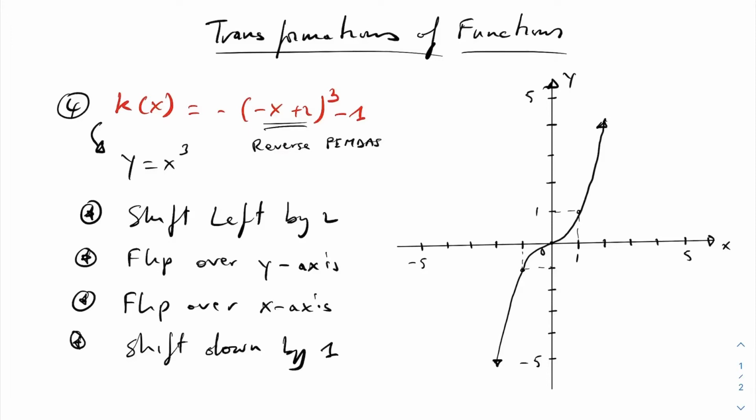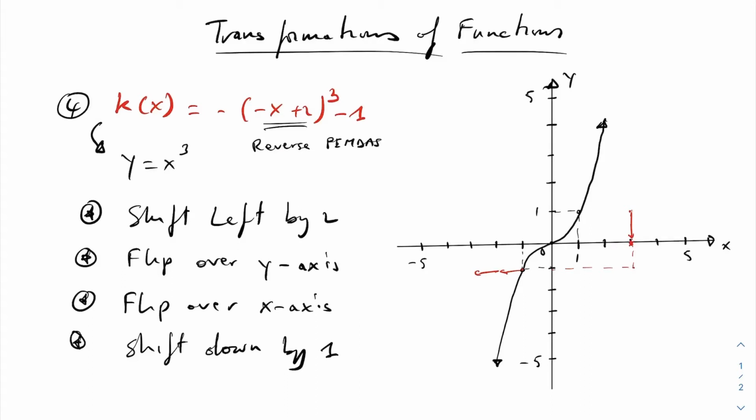And so starting with the point of coordinate negative 1, negative 1, we're going to shift it to the left by 2, getting the point negative 3, negative 1. Then we're going to have a flip over the y-axis, giving us the point of coordinate 3, negative 1. A flip over the x-axis, giving us the point of coordinate 3, 1. And finally, we're going to have a shift down by 1, landing us at 3, 0.